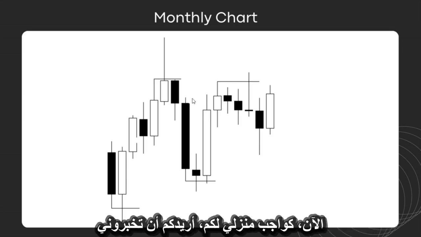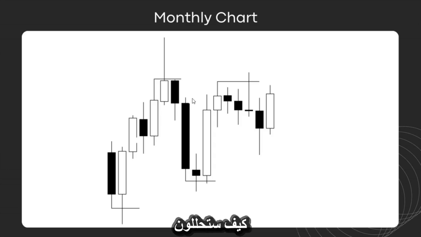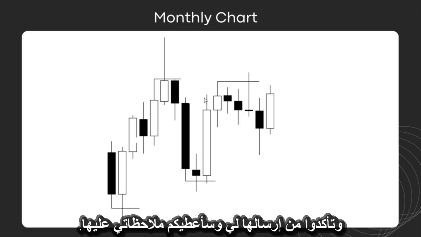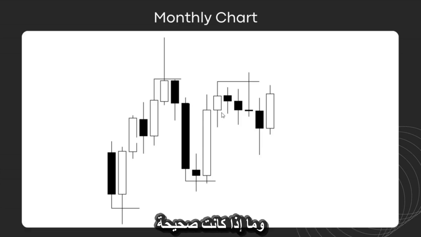Now as a homework for you, I want you to tell me how you would analyze and reverse this price action right here with the same logic. You're going to use the same logic, and make sure to send it to me and I'll give you my feedback on it and whether it's correct or whether it's wrong, right?